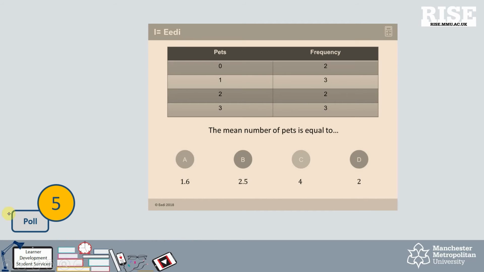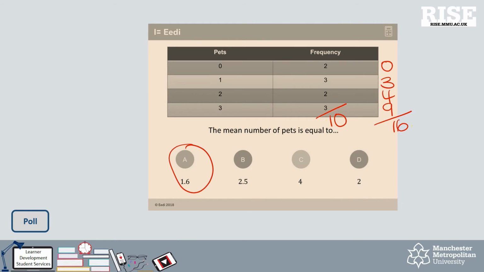Try and find the mean number of pets from this table. Multiplying across then, we get the following answers. 0, remember 0 times anything always gives you 0. That's a big place where people make mistakes on these. 3, 4 and 9. Therefore, the total number of pets is 16 and the total frequency is 10. 16 divided by 10 is 1.6. So the mean number of pets is equal to 1.6 here. If we're rounding it to the nearest pet number, you could also write 2.